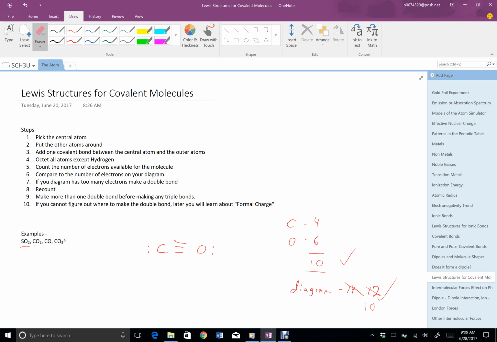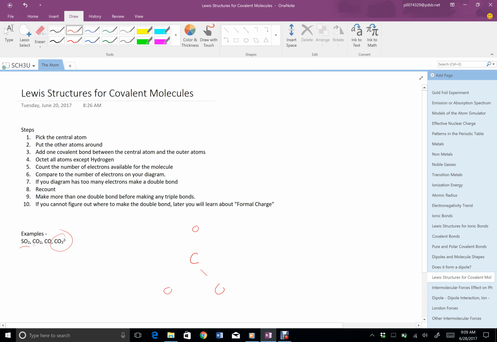One more example here. This one is a polyatomic ion. This is a group of atoms that bond together covalently and have a charge left over once they've done that. We're going to do CO3, and we'll see how that charge affects the number of electrons that we have available for the molecule. 1 carbon and 3 oxygens, so obviously carbon has to go in the middle. Putting in a single bond for each, and then octetting the oxygens.